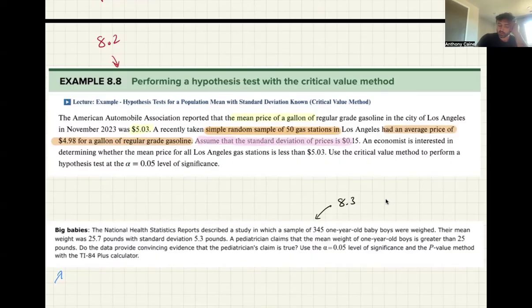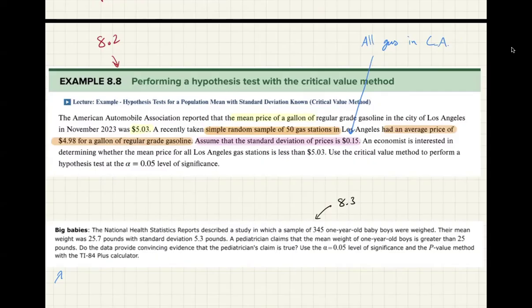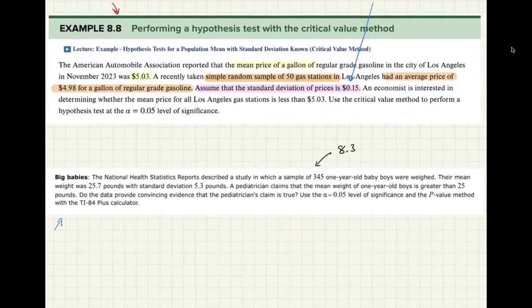And then there's this lingering weird thing. It says, assume the standard deviation of prices is 15 cents. And so when it says that, it's talking about for all gas in California, we somehow magically know how much prices vary, even though we don't know the true average for the gas price in California. Whereas, okay, if we look at this other statement, let's see.